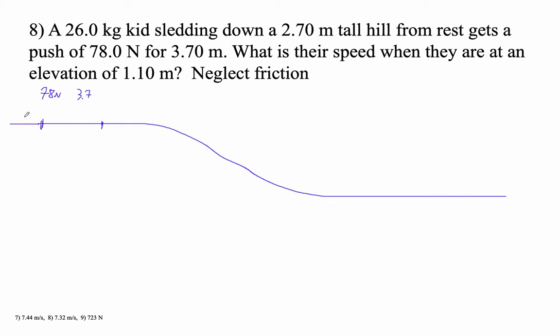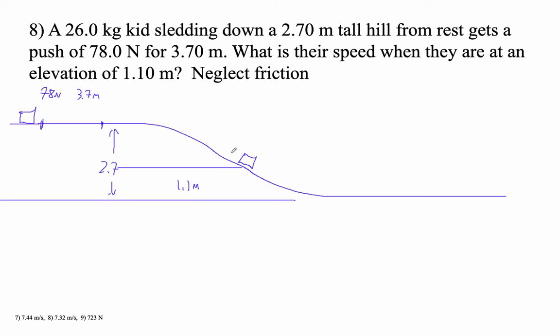So here's this child, which I'll represent with a nice rectangle. Okay, we give them a push, and the hill is 2.7 meters tall. So let's draw a picture of that. This is 2.7 meters tall. And we want to know how fast they're going when they're at a height of 1.1 meters. They're moving.